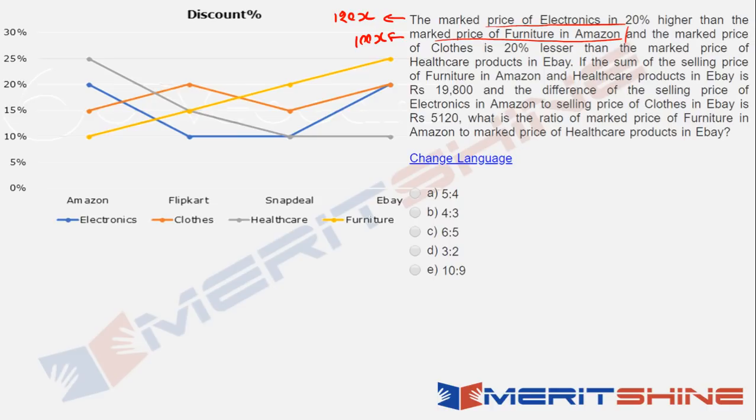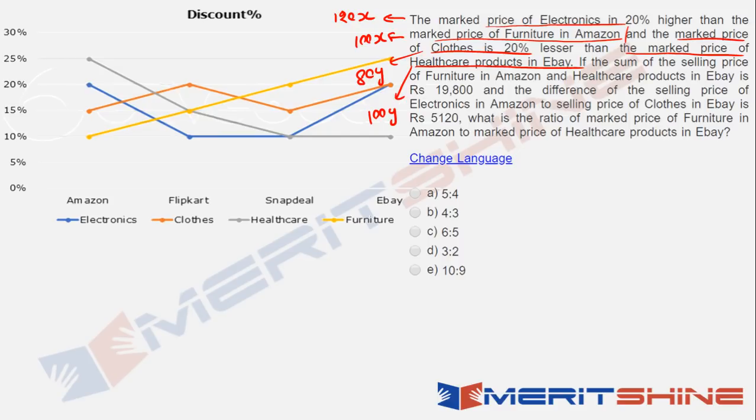And it also says mark price of clothes is 20% lesser than the mark price of healthcare products in eBay. So the mark price of healthcare products in eBay, let's take this value as 100y, and then mark price of clothes in eBay would be 20% less. So this value would be then 80y.